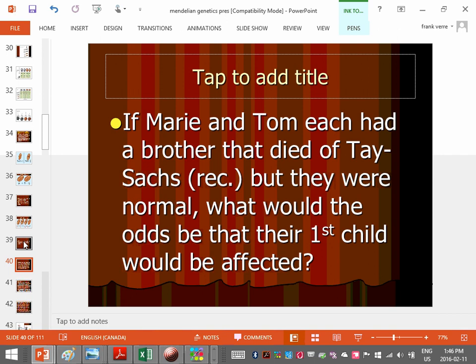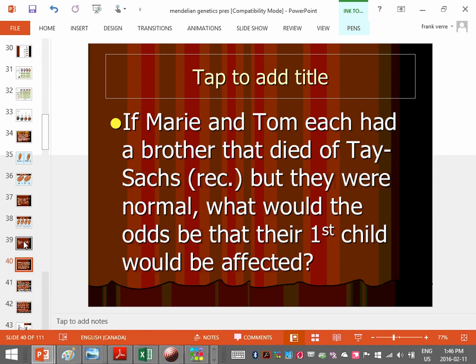But well, we don't know. They could be carriers. Okay? So, Marie and Tom each had a brother that died of Tay-Sachs. They get married. And the question is, if they have a child, what are the odds that that child will have Tay-Sachs?